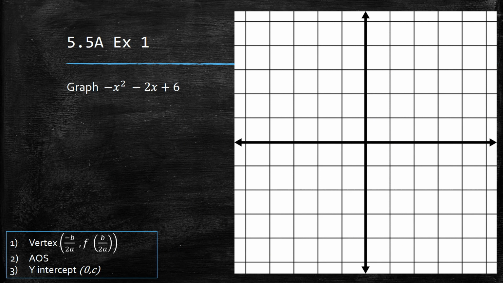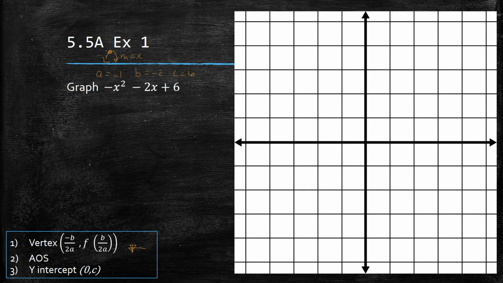So here we have negative x squared minus 2x plus 6. So let's just find our a, b, and c. A is negative 1, b is negative 2, and c is equal to 6. So right away you see that a is less than 0. It's a negative, which means it's going to open downwards. And that vertex there is going to be a maximum. And this is just terminology that you need to know.